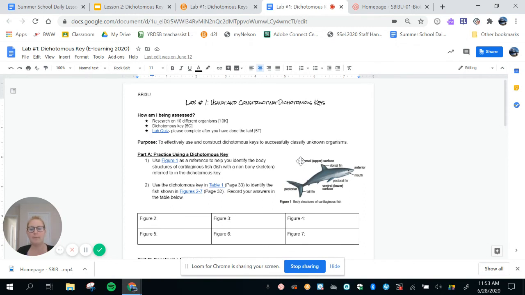I will put a little checklist here, like what am I being assessed on? How am I being assessed? So where are marks coming from for this? And as you know, the marks will go on to Teach Assist, and that comes into your mark calculation later on. So the first thing is research on 10 different organisms. That's worth 10 marks in the knowledge category. You will be creating your own dichotomous key, which is 5 marks in the communications, and then you will have a lab quiz at the end.